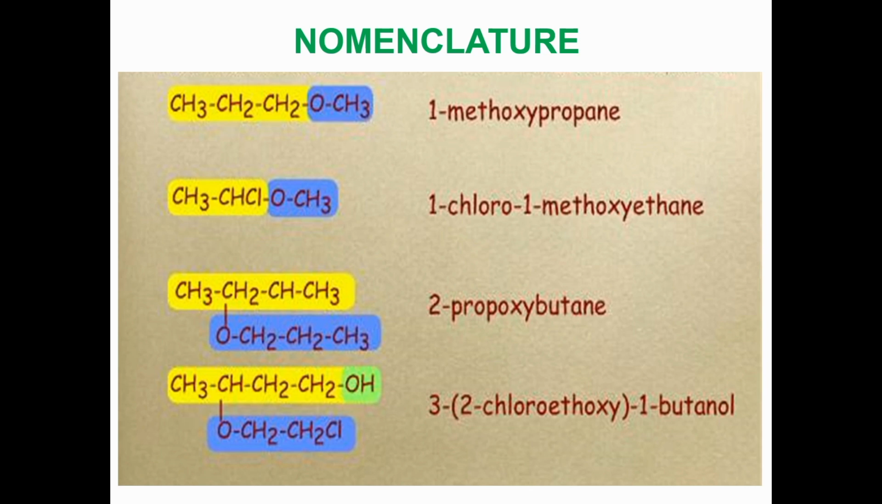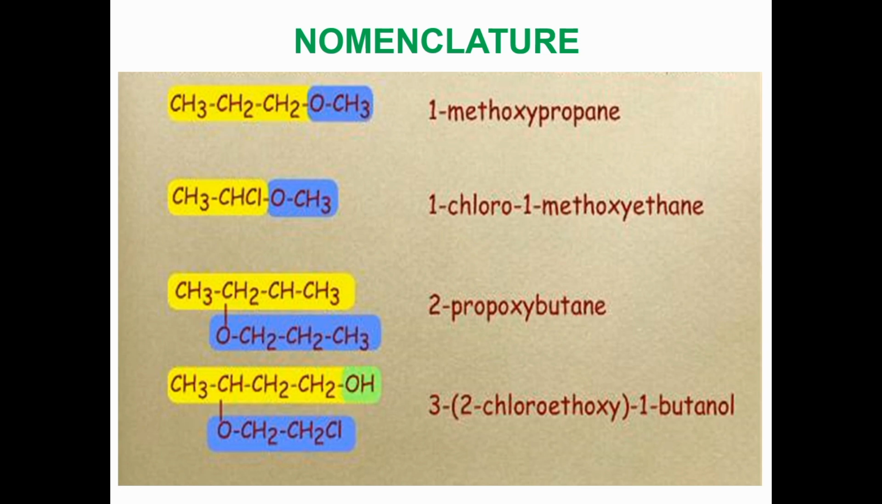Now, 1-chloro in the sense that the other carbon has a substituent on carbon number 1, and we have to follow alphabetical order. So we talk about 1-chloro-1-methoxyethane. The next one, looking at this compound, the other chain has 4 carbons. The one highlighted in blue has 3. So the one that has 3 is going to be given priority. Remember, it's connected at carbon number 2 on the longest chain, the one in yellow. So we call it 2-propoxybutane. Butane is the parent name.